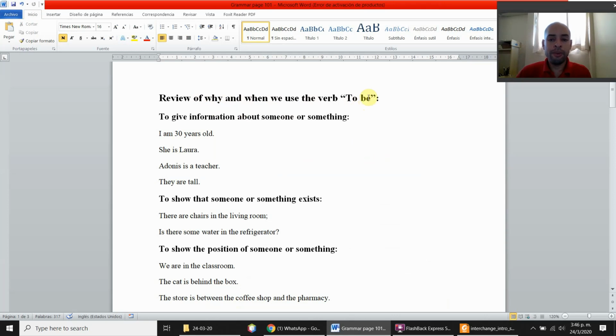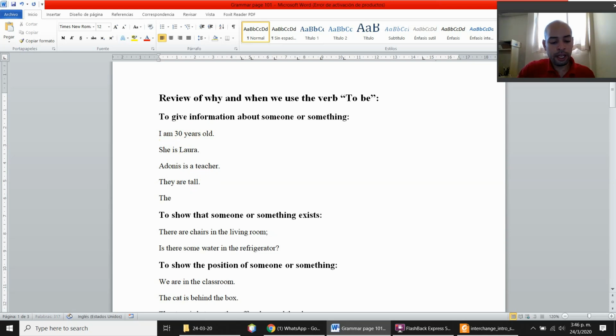We use the verb be to give information about someone or something. For example, I am 30 years old. She is Laura. Adonis is a teacher. They are tall. So in each of these examples, we're giving information about someone, or it can be something. For example, the house is blue.